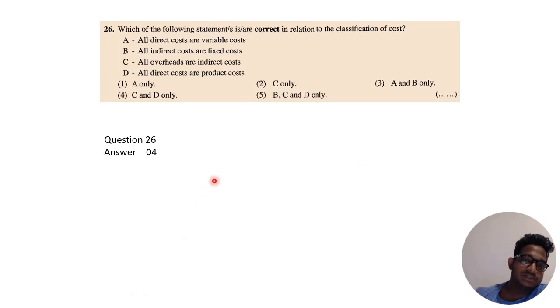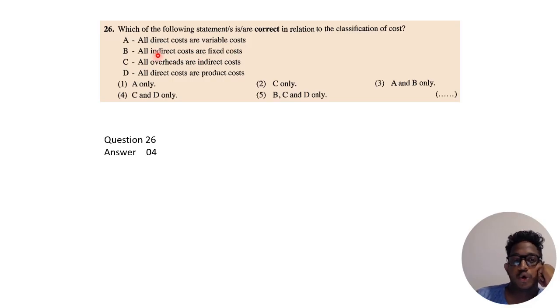26. Which of the following statements is or are correct in relation to the classification of cost? Here, all direct costs are variable cost. No. Direct costs like prime cost, mostly direct labor, direct royalties, and direct materials we consider as variable cost. But let us take raw material carriage inwards. Raw material carriage inwards we consider as a direct cost, but it's fixed, right? So we can't say all direct costs are variable cost here.